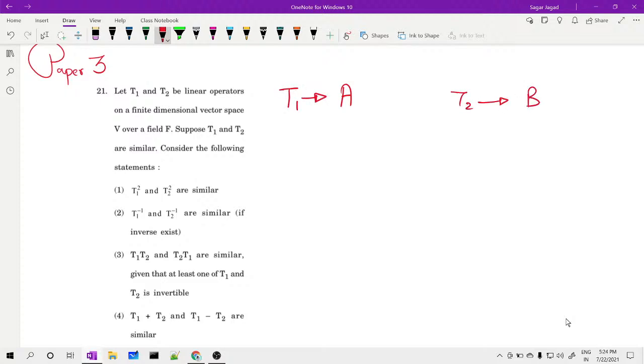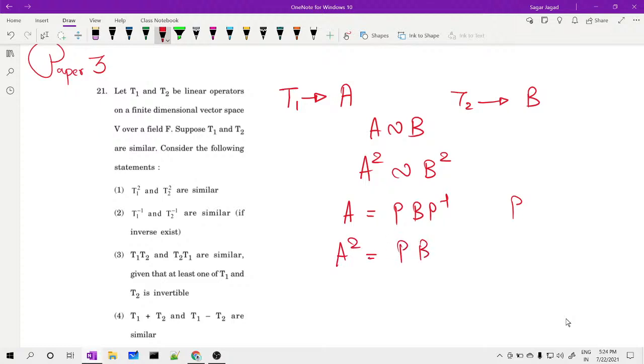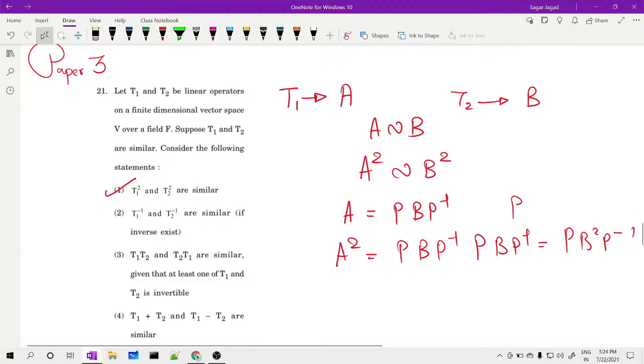Correct. Now, if I know that A is similar to B, I want to show that A squared is similar to B squared. If A is similar to B, then A can be written as P B P inverse for some invertible matrix P. So A squared is P B P inverse times P B P inverse, which is P B squared P inverse. Hence, they are also similar. Okay, that was a good question.